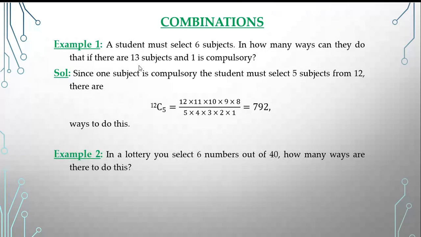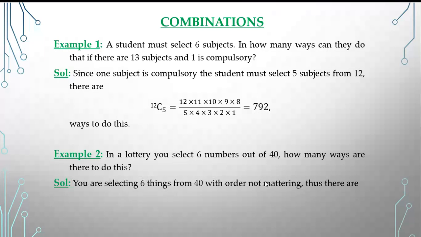Okay, now the next example: in a lottery you select six numbers out of 40. How many ways are there to do this? So how many ways can you select six numbers out of 40? Here also no specific numbers are given that you have to choose. You can choose any six numbers out of 40. So here we use combinations. So the number of ways, choosing 6 out of 40, is 40C6.